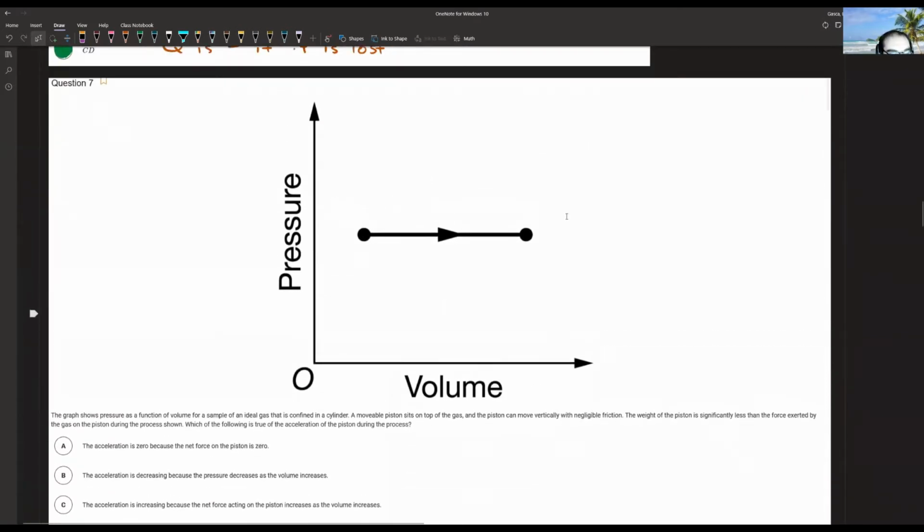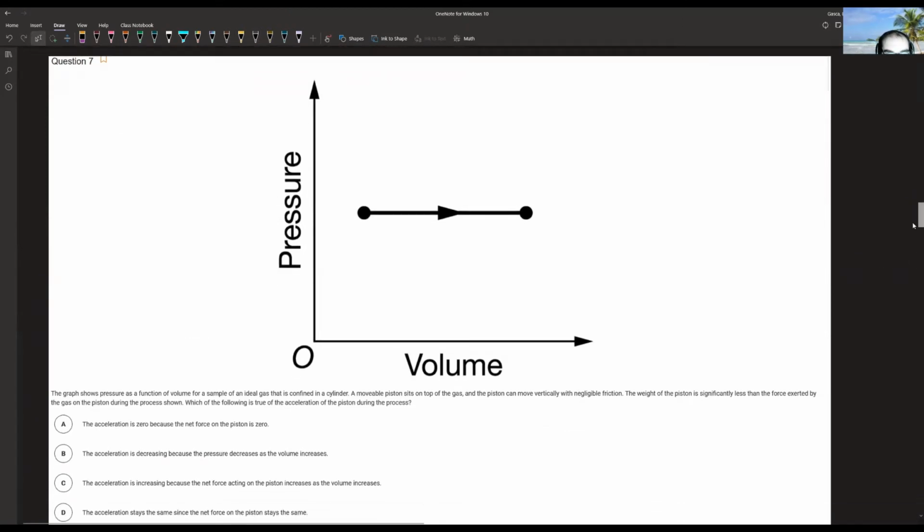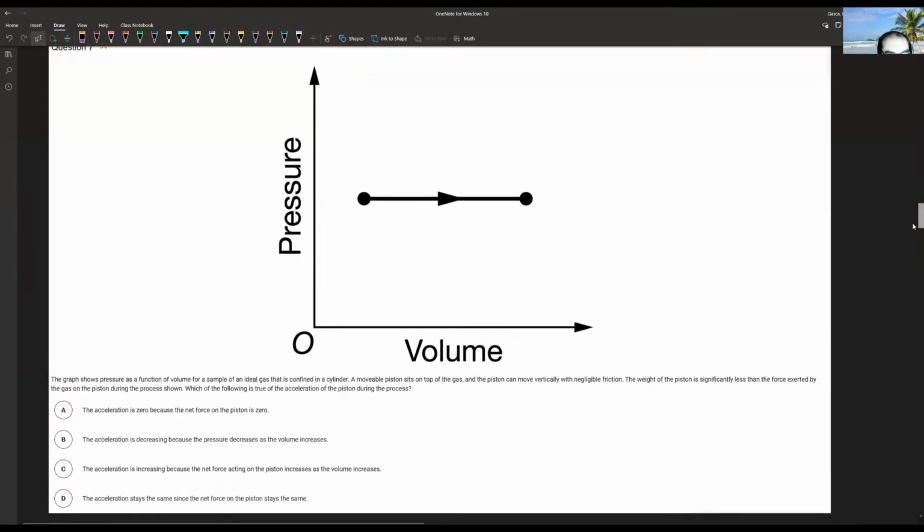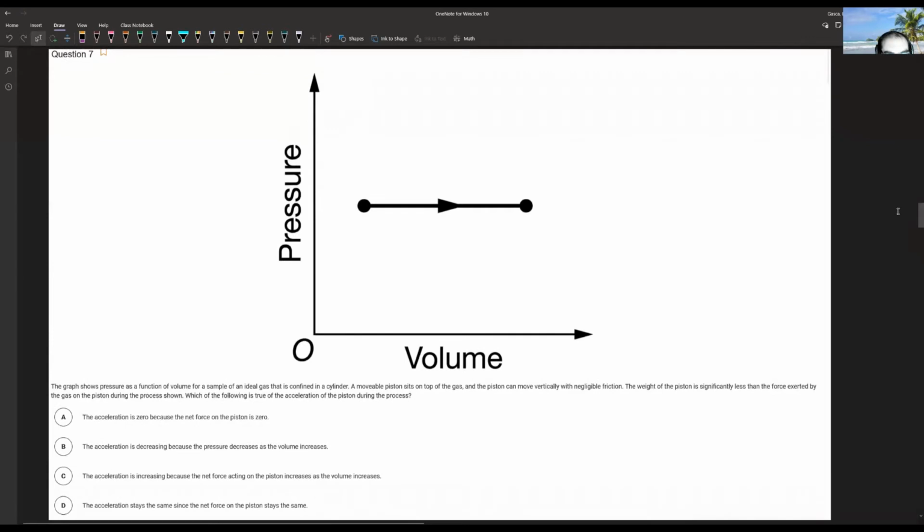The graph shows pressure as a function of volume for a sample of an ideal gas that is confined in a cylinder. A movable piston sits on top of the gas, and the piston can move vertically with negligible friction. The weight of the piston is significantly less than the force exerted by the gas on the piston during the process shown. Which of the following is true of the acceleration of the piston during the process? And so the wording of this problem here is a little misleading.